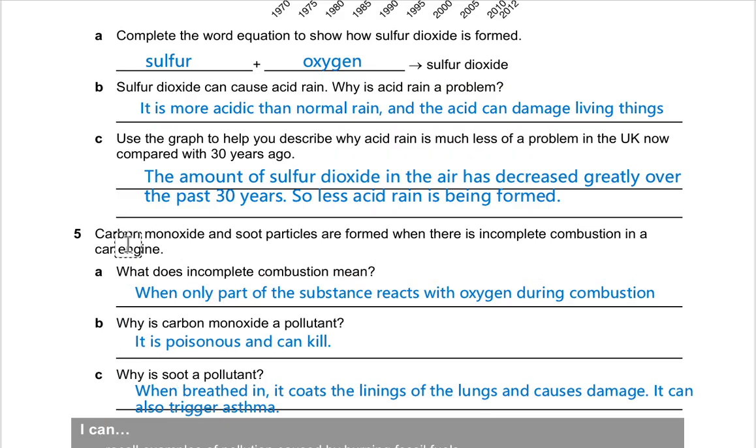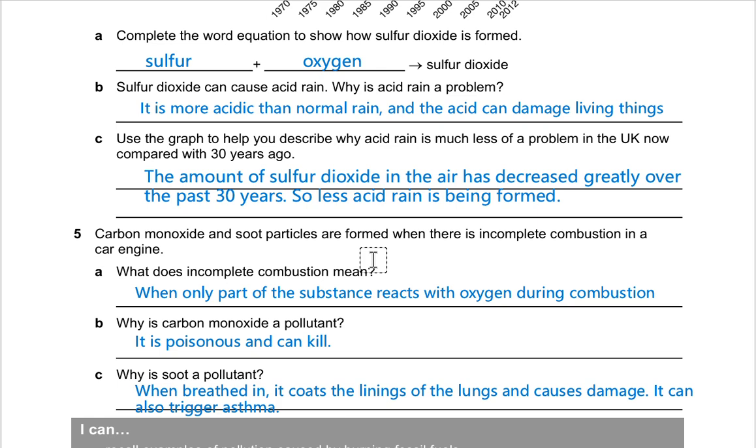So what is meant by incomplete combustion? When only part of the substance reacts with oxygen during combustion. So it's not completely reacting with oxygen because there's not enough oxygen to go through full combustion or complete combustion.